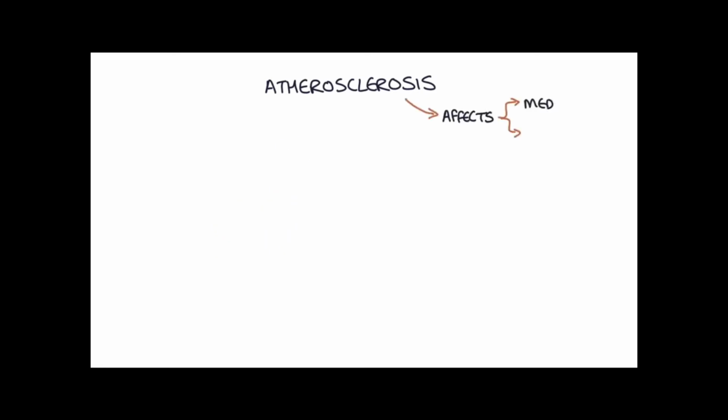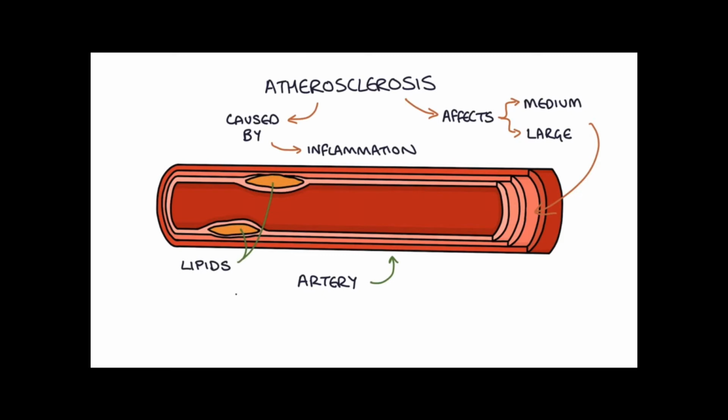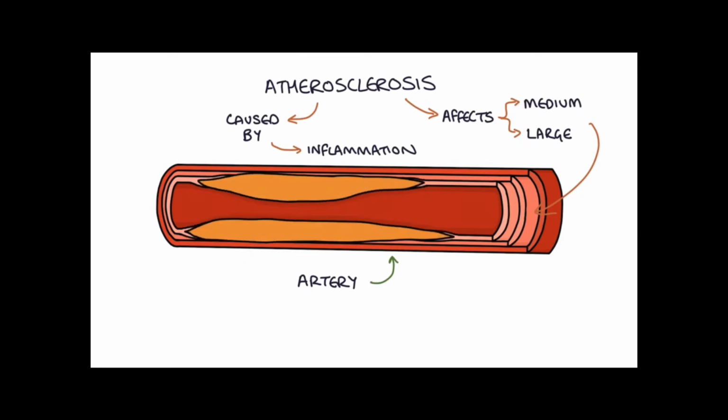Atherosclerosis affects the medium and large arteries in the body, and it's caused by chronic inflammation and activation of the immune system in the artery wall. So this causes deposits of lipids in the artery wall, followed by the development of fibrous atheromatous plaques. These plaques cause a few different problems.